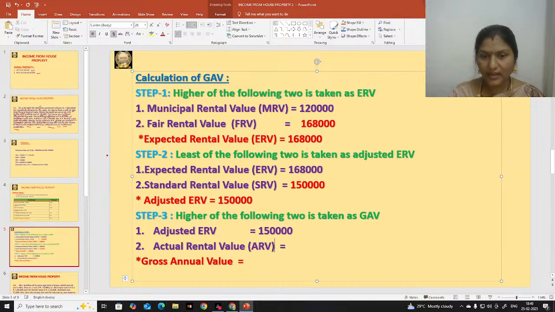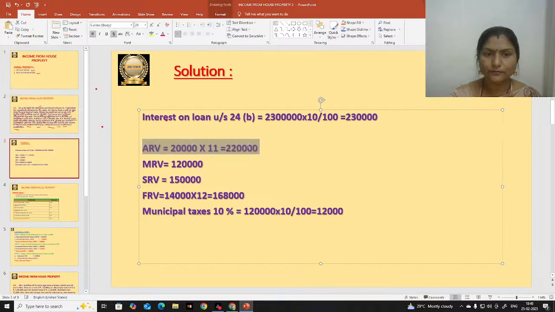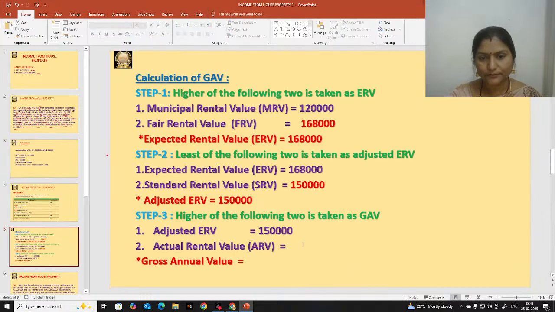ARV actually, the 12 months period ARV we should take, but the assessor did not receive March month rent. 1 month rent he did not receive out of 12 months. Only 11 months rent he received. That only we will take. Already we calculated and recorded it here. ARV is how much? 20,000 into 11, 2,20,000. Let us take that 2,20,000 in our calculation.